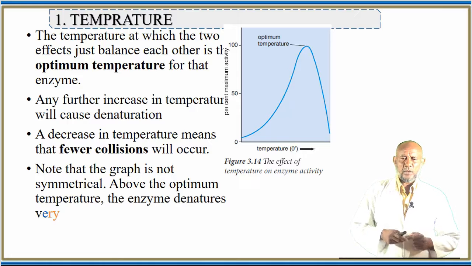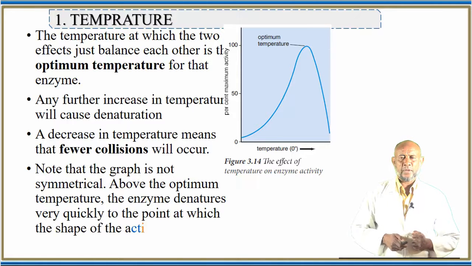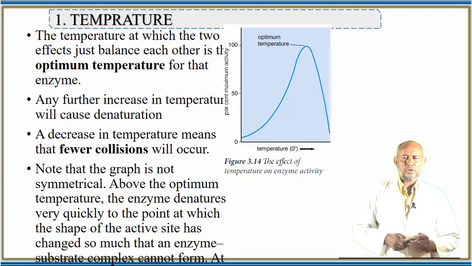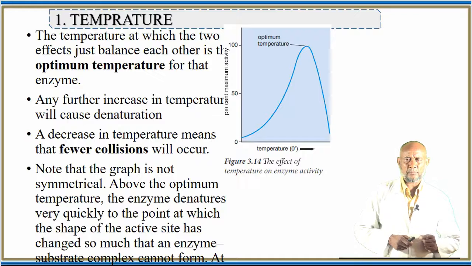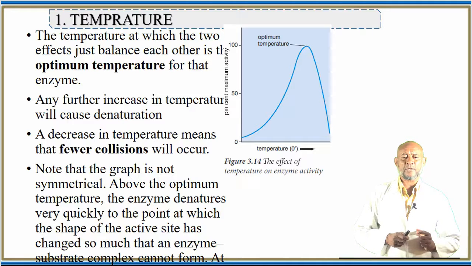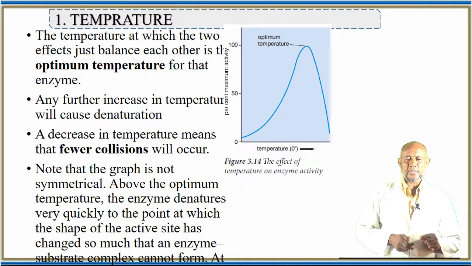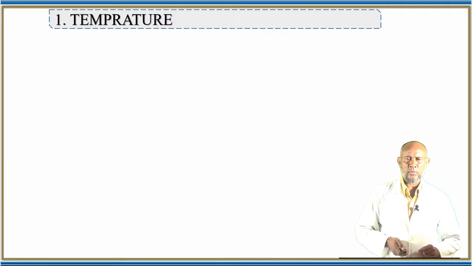Note that if you look at the graph here, the graph is not symmetrical. Above the optimum temperature, the enzyme denatures very quickly to the point at which the shape of the active site has changed so much that an enzyme-substrate complex cannot be formed. At this point, the speed of the reaction will become very, very low.